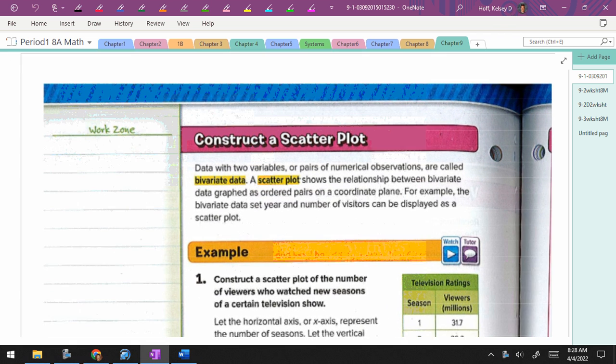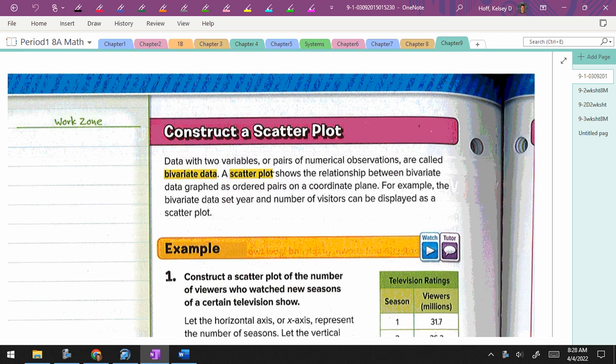Scatter plots. You studied scatter plots last year, but it's a good idea for us to review them. A scatter plot shows data graphed on a coordinate plane. You have graphed points on a coordinate plane before, but this time they're going to have labels and be more than just like a 1, 2.